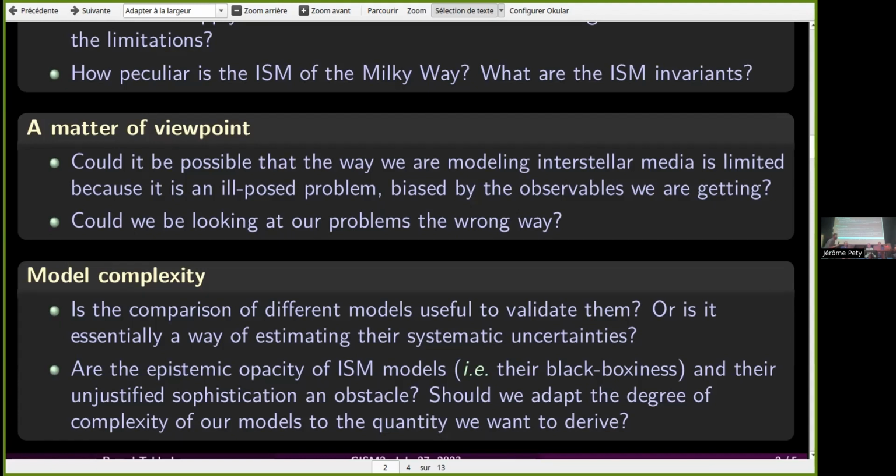But we should also think about computer resources and time. Yeah, but no. And I also think the word unjustified is unjustified. Yeah. It's provocative.